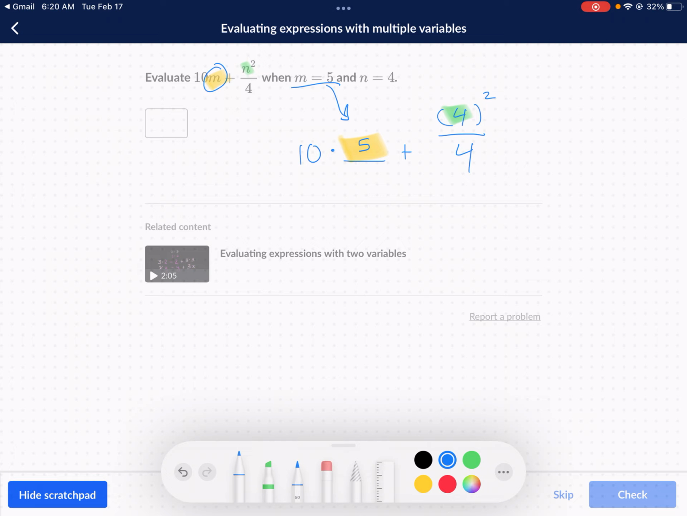5 is m, and n is 4. So it doesn't really matter that much where we start. Technically, you should start with parentheses and exponents. So I'm going to go ahead and start there.